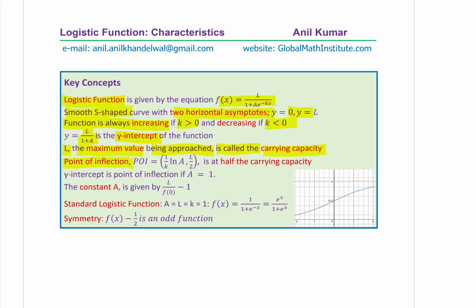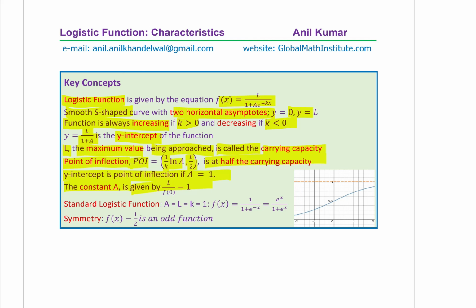Now, the point of inflection is midway between the maximum and the minimum values being approached. So you can directly find the coordinates of the point of inflection as 1 over k ln a for the x value, with the y value being half of L. So it is also half of the carrying capacity, right? Now the y-intercept is the point of inflection if a is equal to 1, as we have seen in many of the previous graphs.